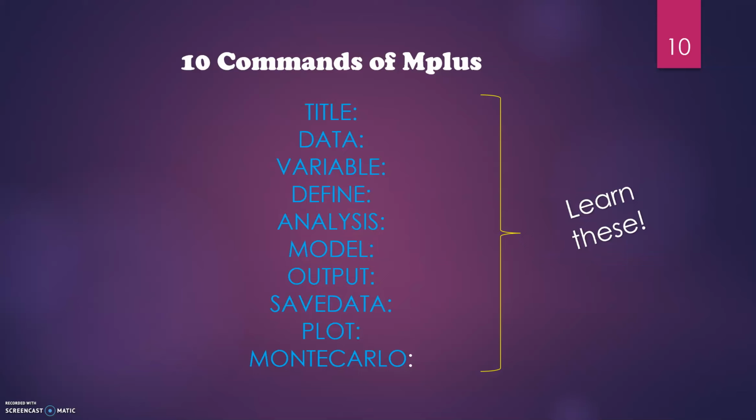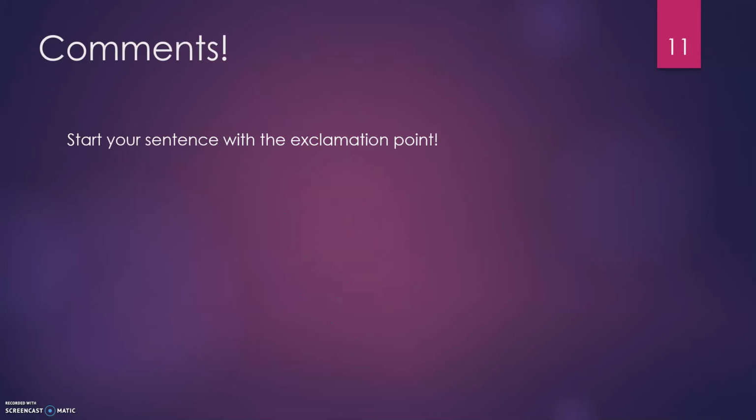An important thing to know when you are writing syntax is how to put a comment in your syntax. The comments are very important for documenting what each section of the program does. So in Mplus, you need to start your sentence with the exclamation point. And when you do, the font turns green, and then Mplus will ignore those statements.